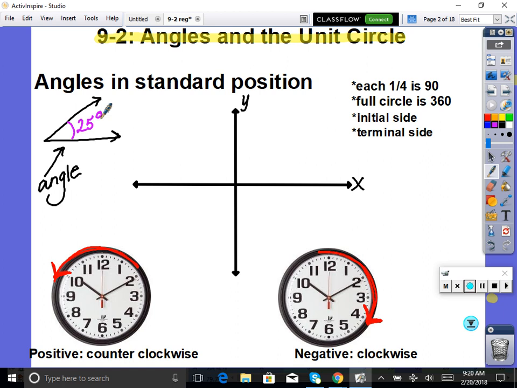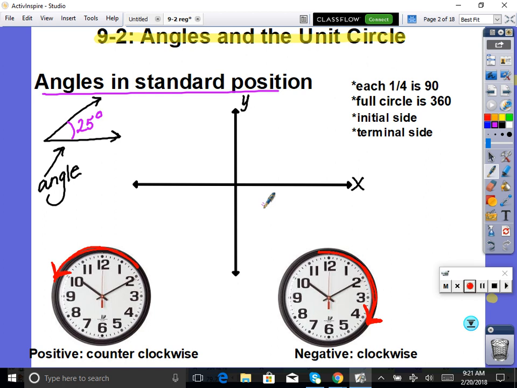If I said draw an angle of 25 degrees, everybody's going to draw a little differently, right? So we've got to make it so that we can all draw it the same, so that we can check our answers here. That's what we do when we draw an angle in standard position. Instead of drawing an angle floating in thin air, we draw on an XY chart. That's all standard position means. Draw an angle on an XY chart.